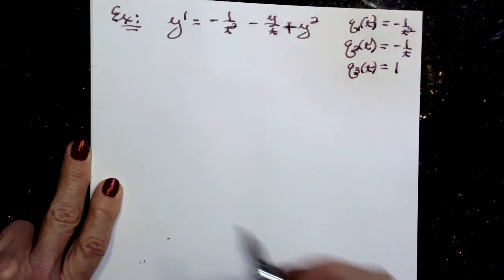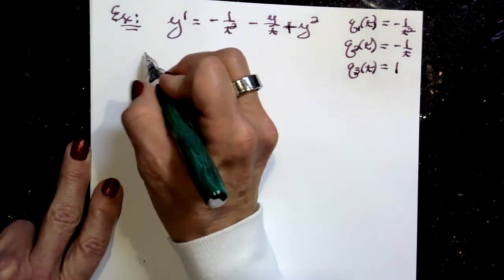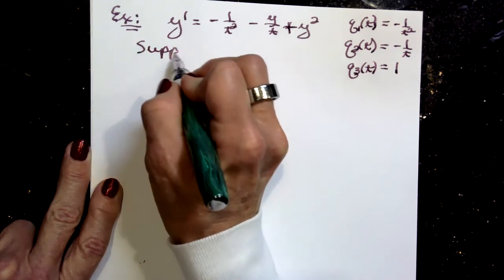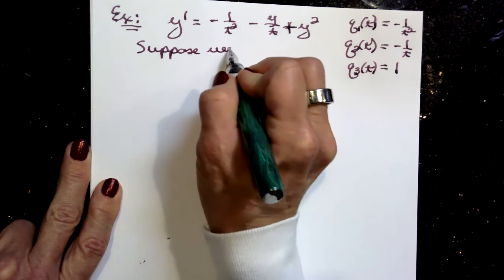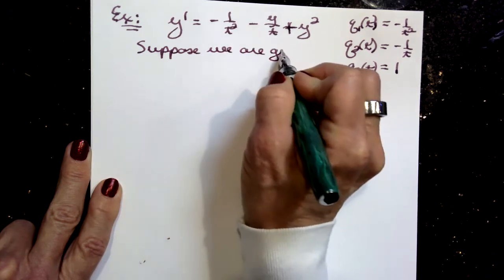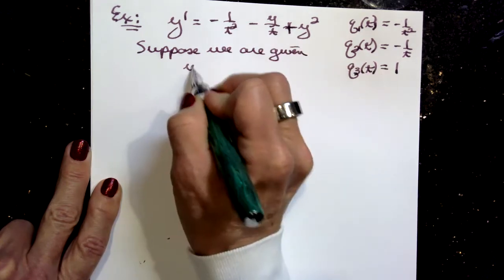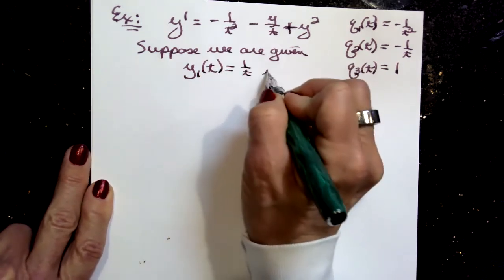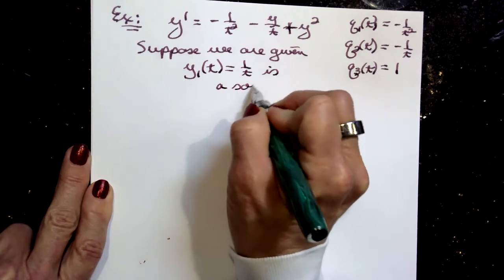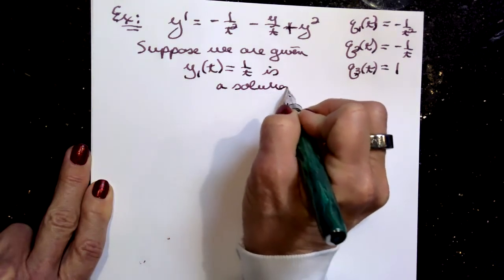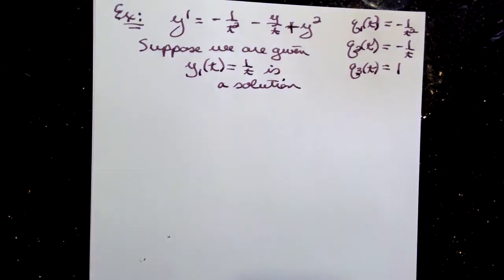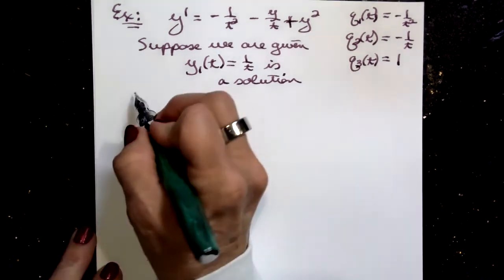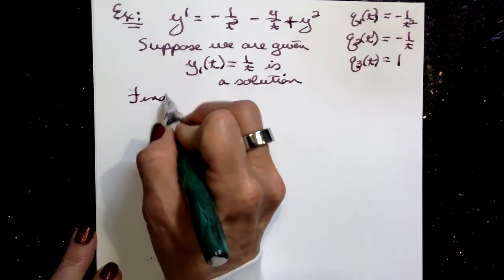Okay. So our general solution, and suppose I tell you, suppose we are given that y1 of t equals 1 over t is a solution. All right, so I'll leave that for you to check. It is a solution, just differentiate it. You'll see it really does solve that equation. And now we're asked to find the general solution.